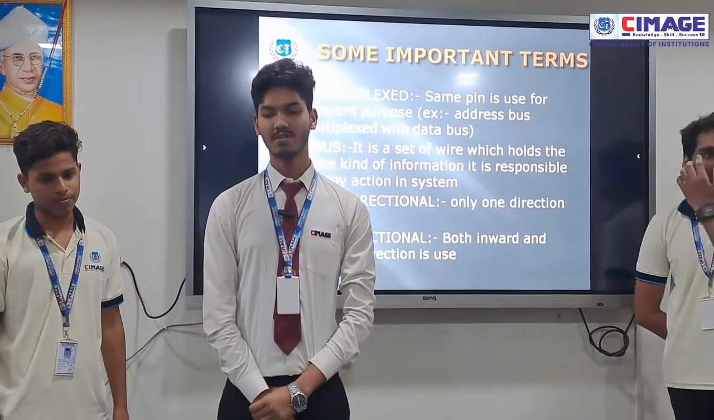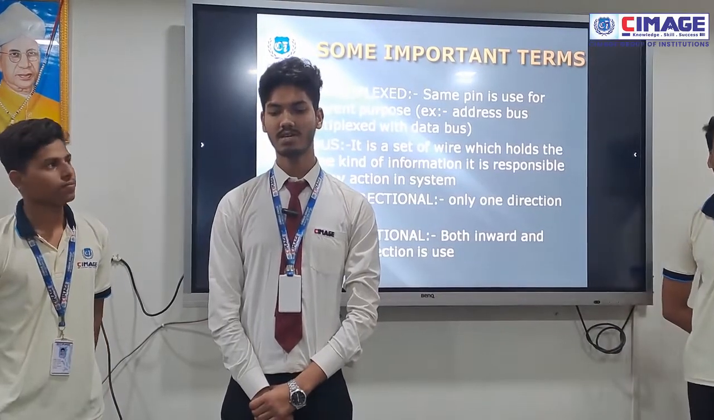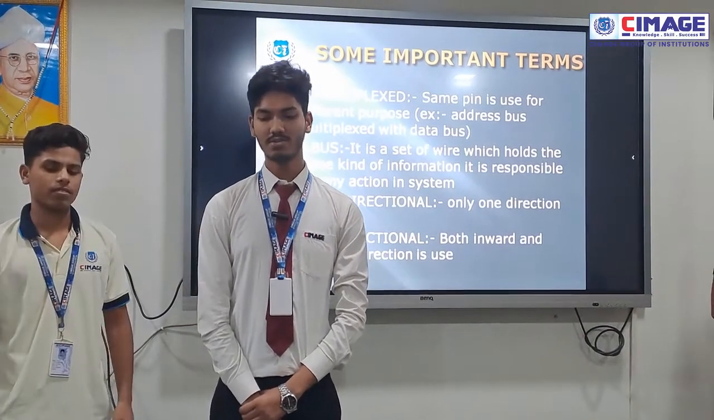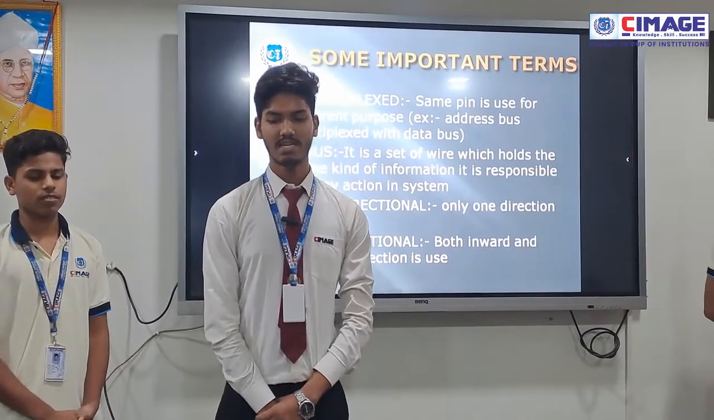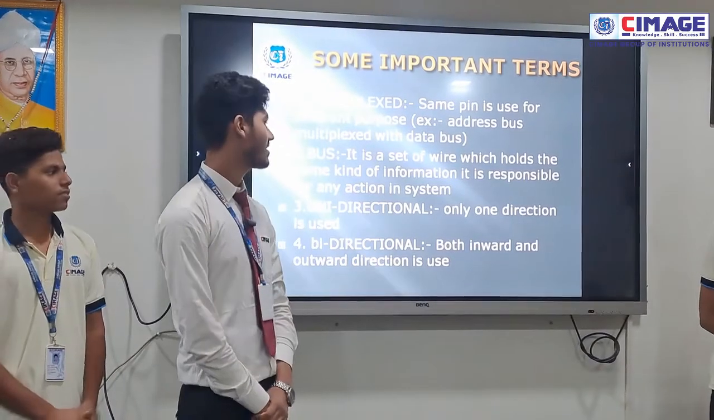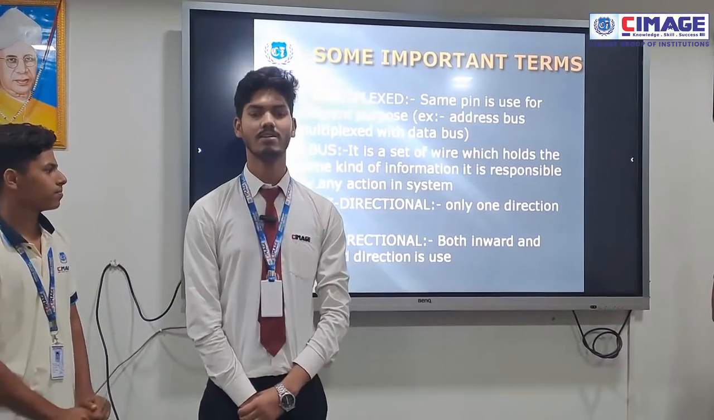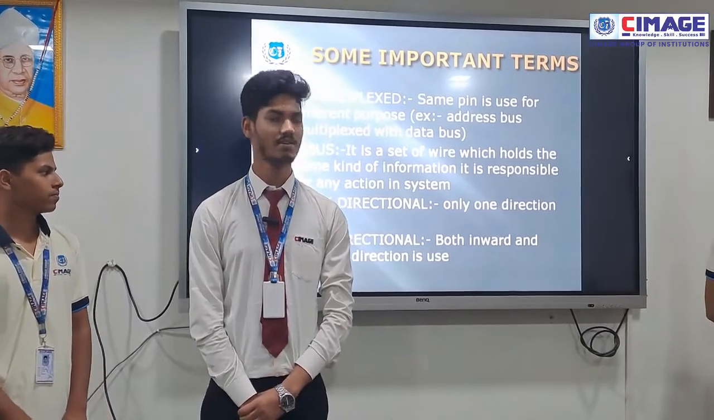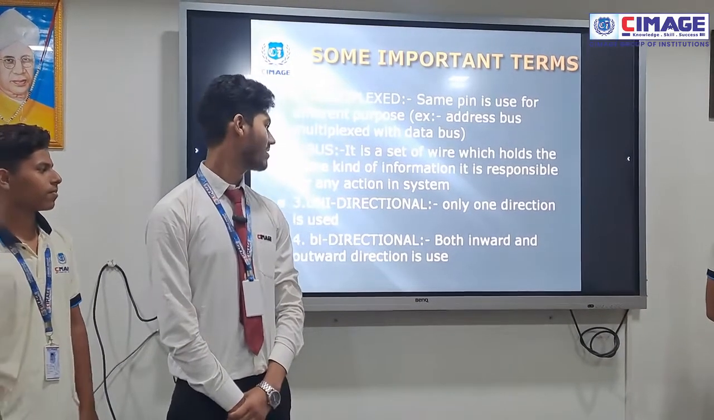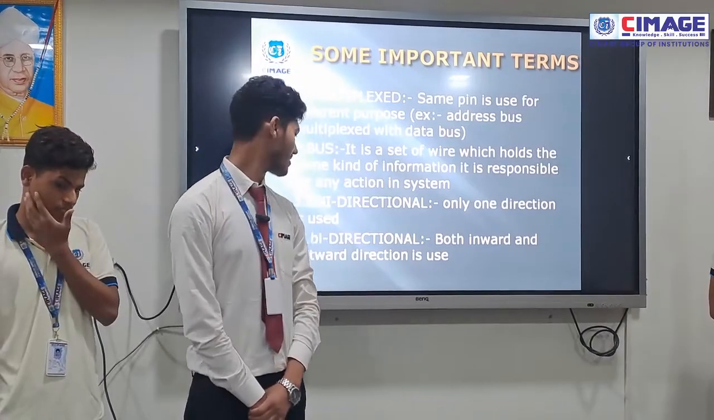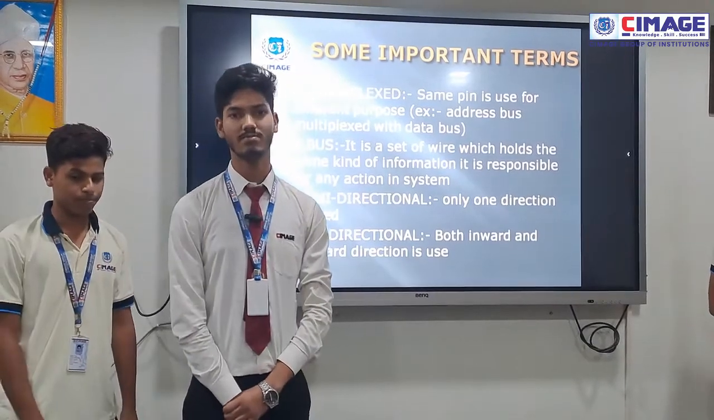The next one is bus. It is a set of wires which holds the same kind of information. It is responsible for any action in the system. Next one is unidirectional. Unidirectional means one direction, the task is done in one direction only. And the next one is bidirectional, in which both inward and outward directions are used in the performance.